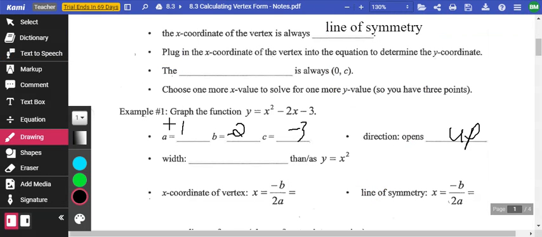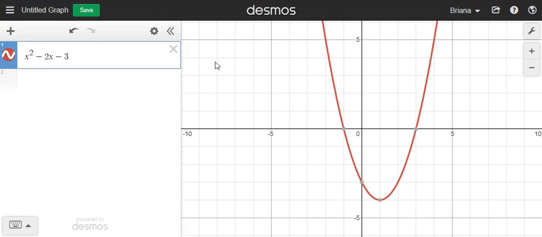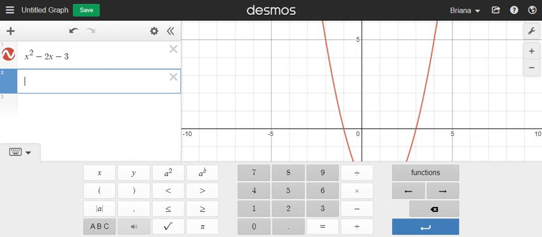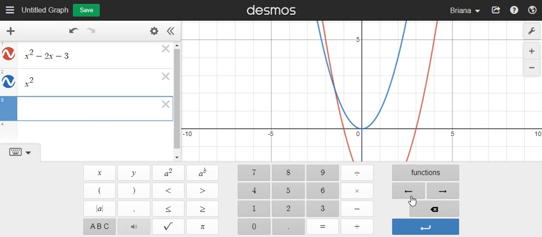All right, so the width then blank as y equals x squared. I'm not sure what they're looking for here. The width doesn't change, it's the same. The width is the same. And we can see this by also graphing y equals x squared. Okay, did my width change? Let's see.